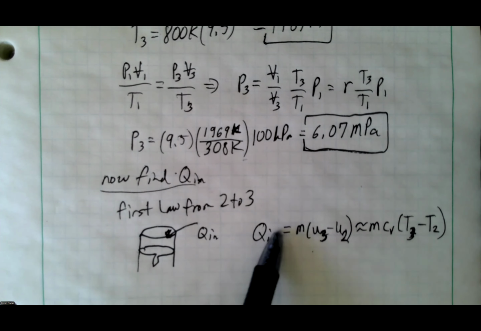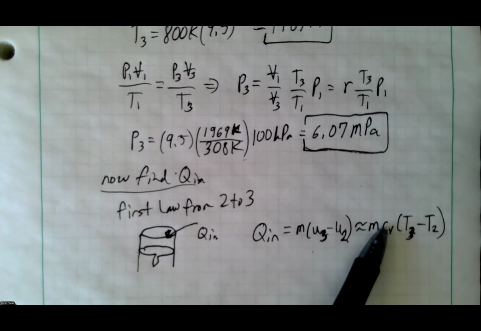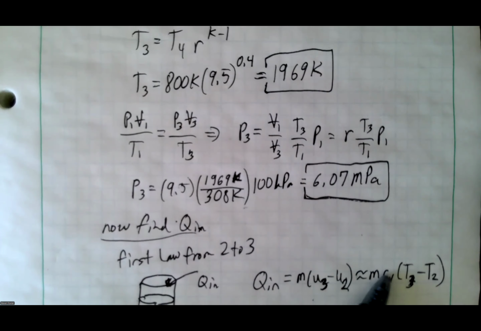Okay, so this is what I'm looking for, Q in. I've got an equation here. Q in is equal to m c sub v (T3 minus T2). Sorry, my subscripts are scribbles there. I know c sub v because I'm assuming cold air. I know T3 because I just found it up here. So I have a value for c sub v and I have T3. I don't know the mass and I don't know T2. So now I have one equation with 3 unknowns.